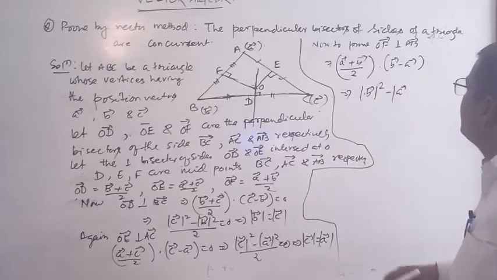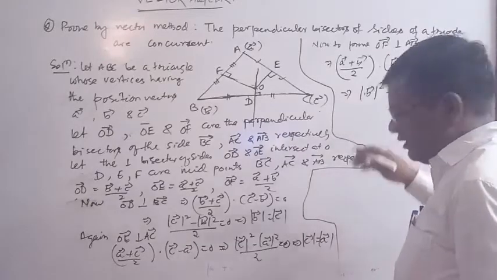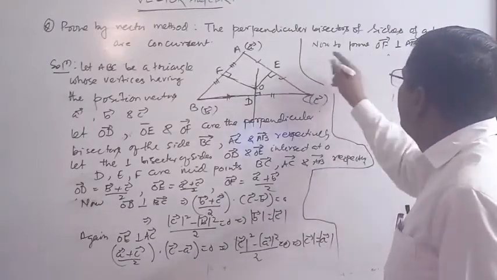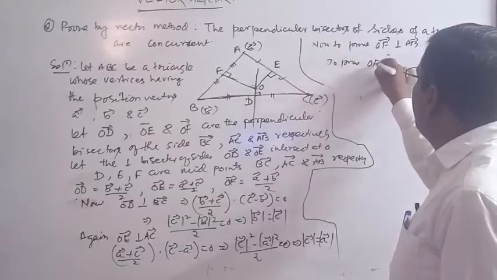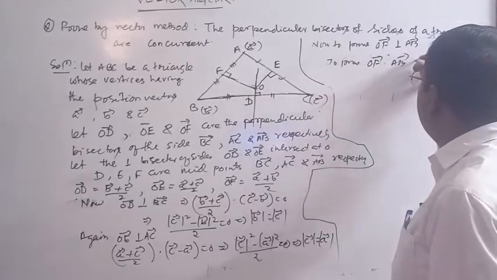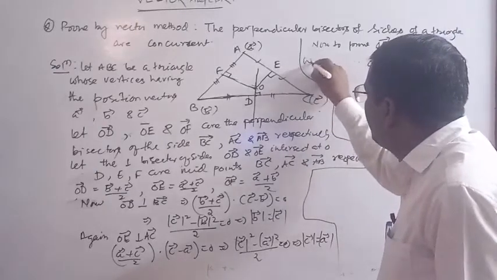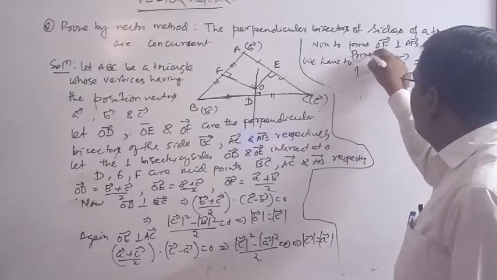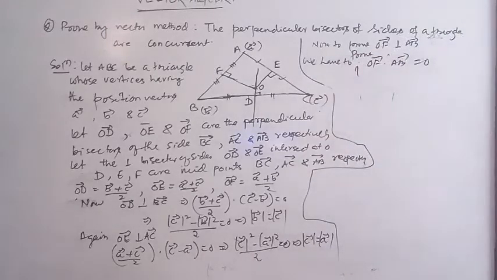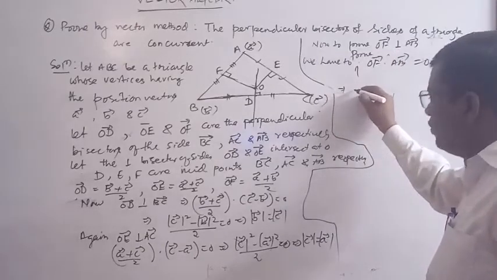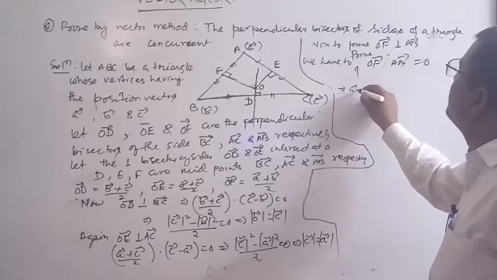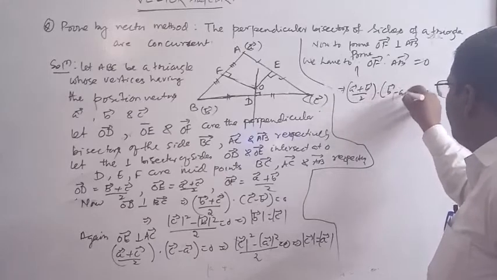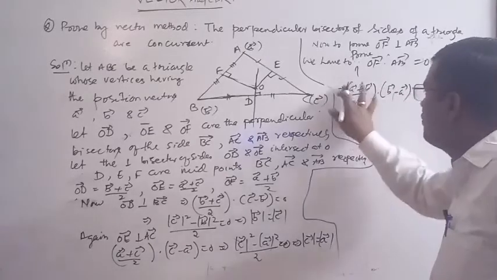Okay, now we can write one step here. We have to prove that OF dot AB is equal to 0. OF means A plus B by 2 dot, and this is B vector minus A vector. This should be 0. We have to prove this.